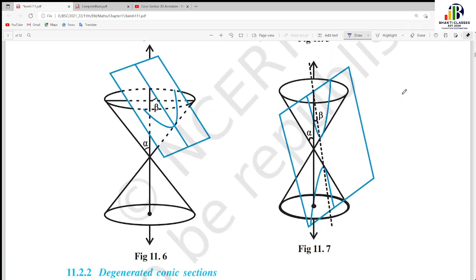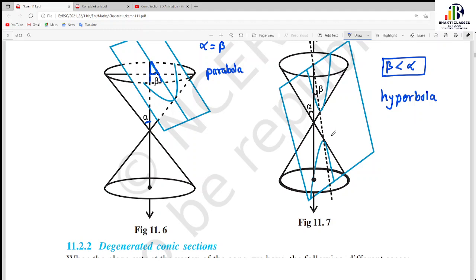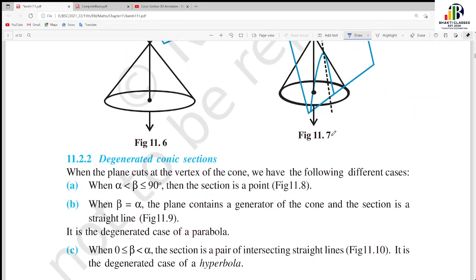But the condition is beta is greater than alpha and it is in between 90 and alpha. In the third case, when alpha is equal to beta, that is angle of cone is equal to angle between the plane and the axis, both are the same, then we will get parabola. And the fourth, that is when beta is less than alpha, in this case we will get hyperbola. So these four conic sections we are going to learn in this chapter.